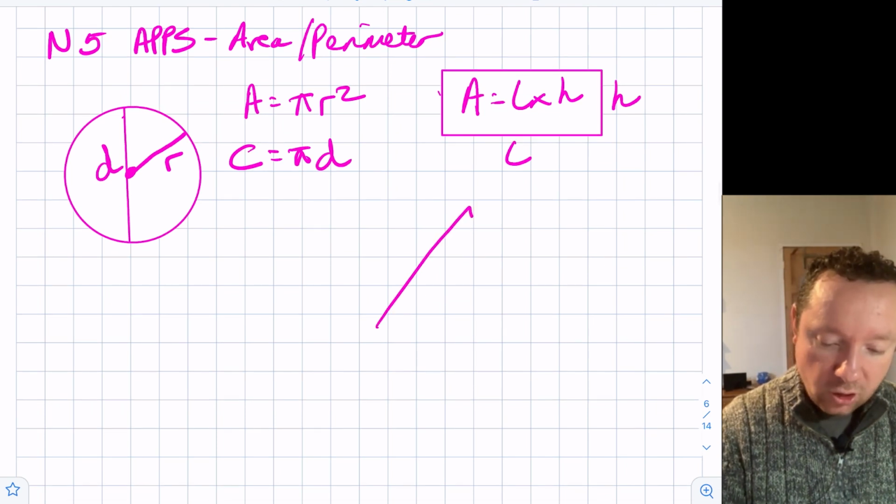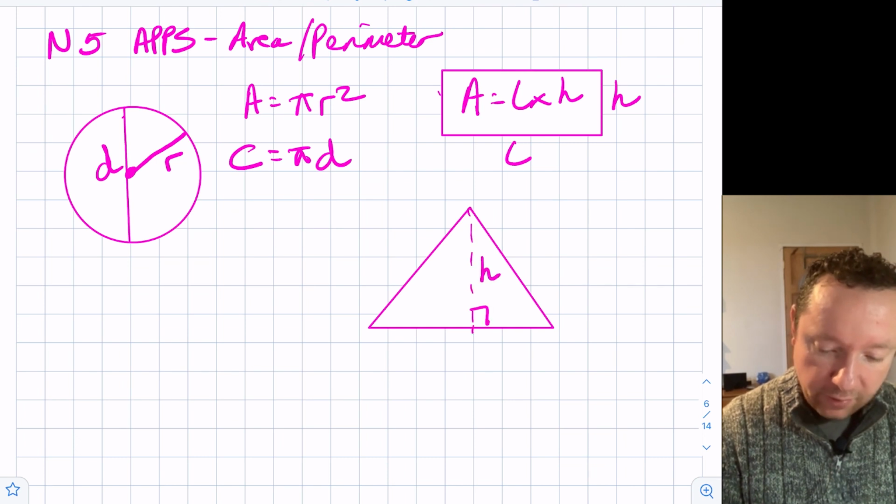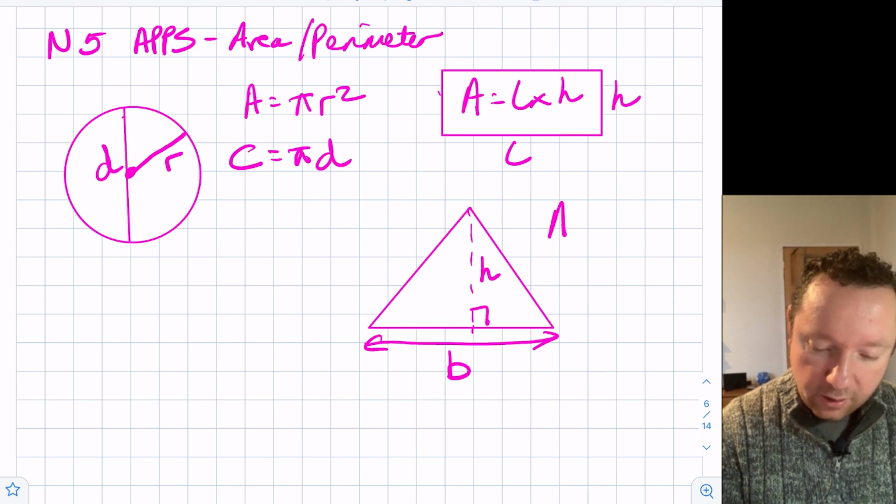And for any triangle, I'll just draw a random triangle. We need to know its height. Let's put it here and call it h. And then this bit along the bottom we usually call the base. The area is a half of the base times the height.